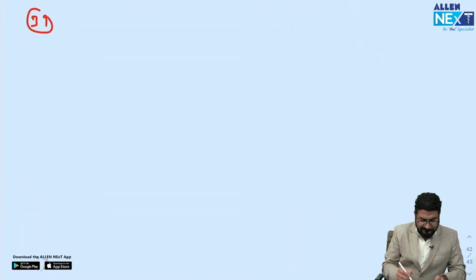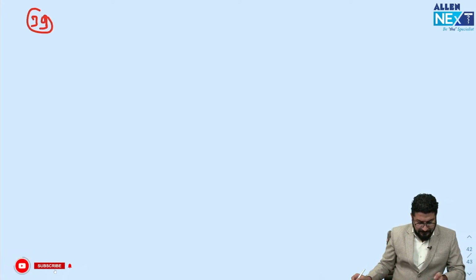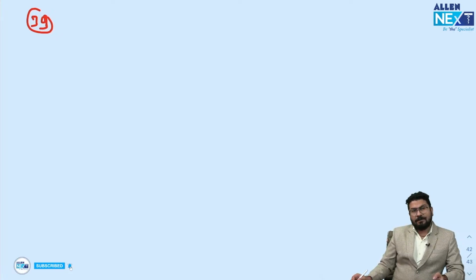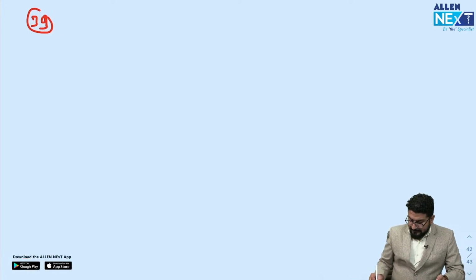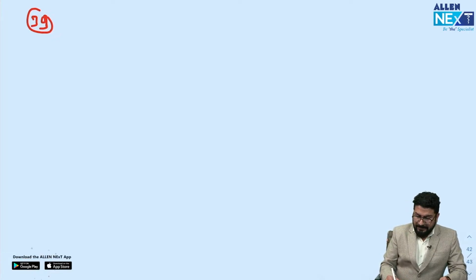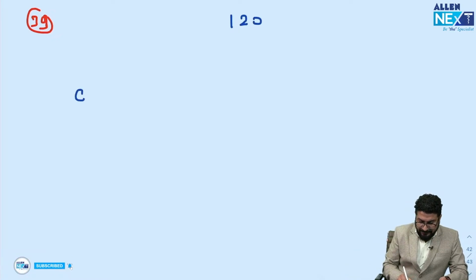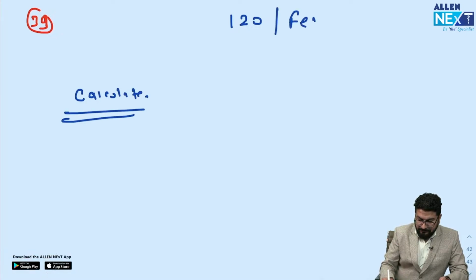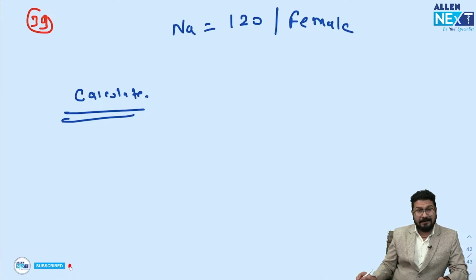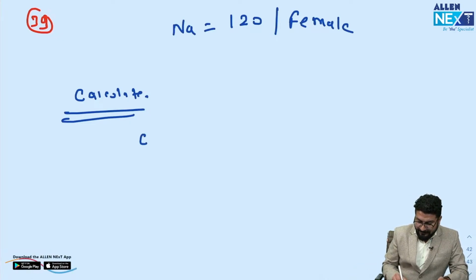Coming to the next question which came in exam. This will be question number 39. In this question, they have asked what should be the dose in a patient of hyponatremia. Sodium value is given as 120. The normal value of sodium is 135 to 145. So this was a female patient with sodium value as 120. The question was we need to calculate the corrected sodium, or the corrected amount of IV fluid that we should give.